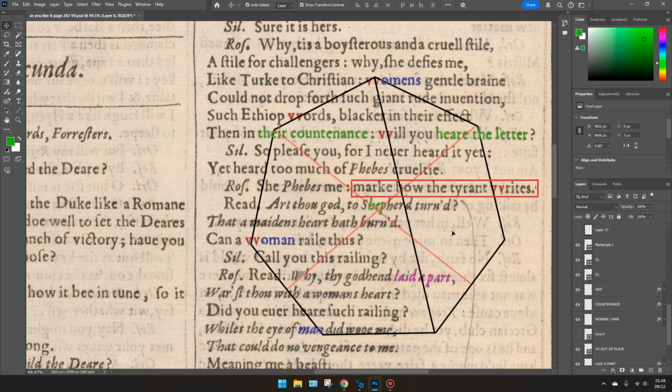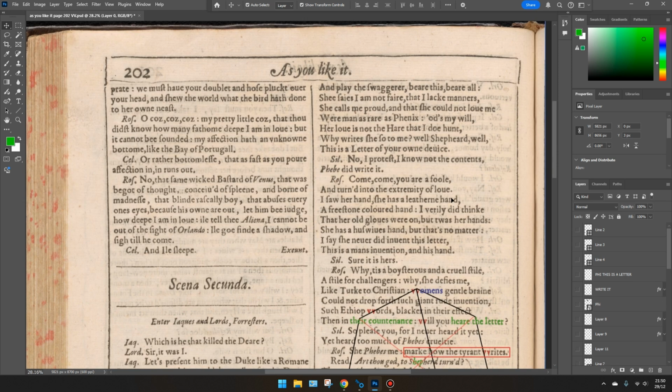Like mark how the tyrant writes. It's a bit strange to get that information after you've already marked everything down, you've placed the heptagon. Or should we be taking it that perhaps we should be reading some of these instructions to help us place these down? So what we're going to do, we're just going to have a little look about, because there's some other very interesting things on this page here.